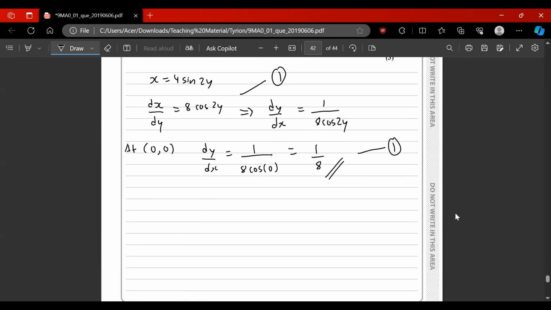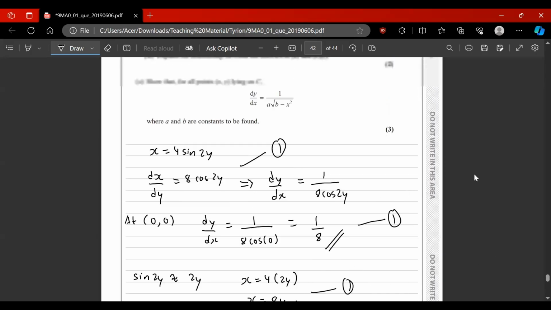So here, instead of sine 2y, we can use the small angle approximation to write this as 2y, right? So then our expression will be x is equal to 4 times 2y, which would be x is equal to 8y, right? And therefore, this is your answer. So you get 1 mark if you write this.